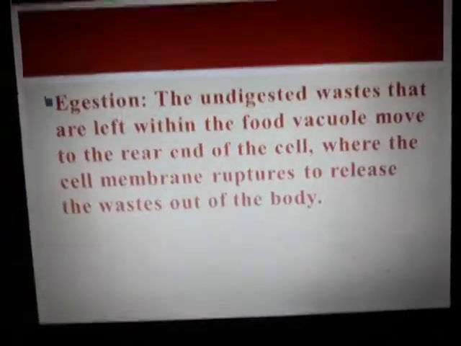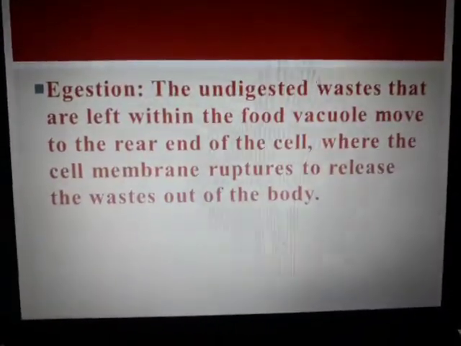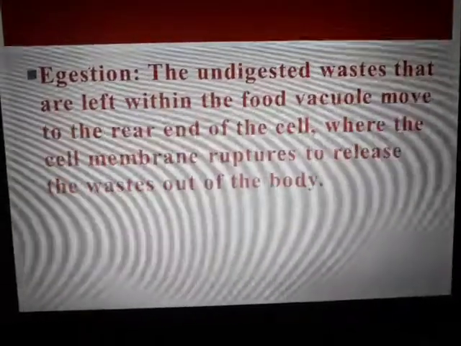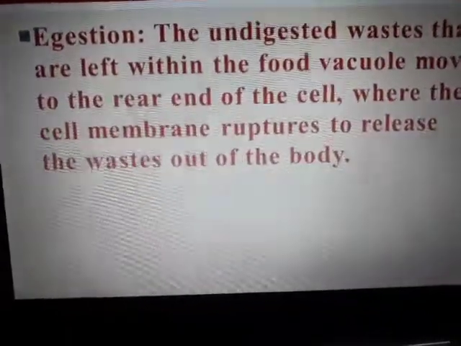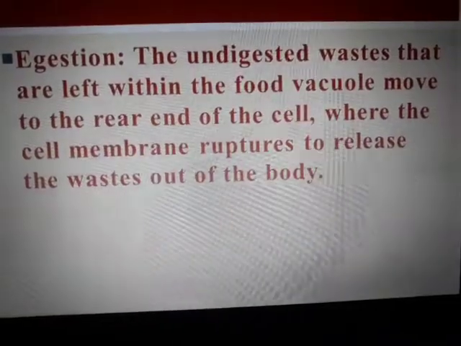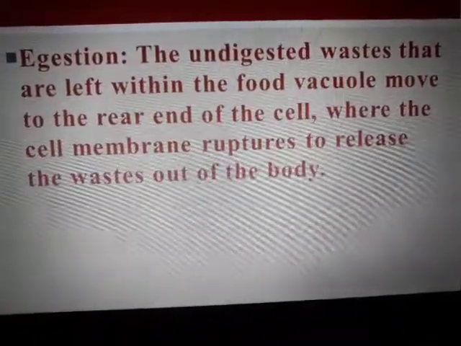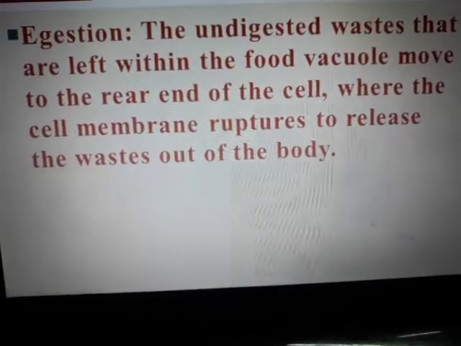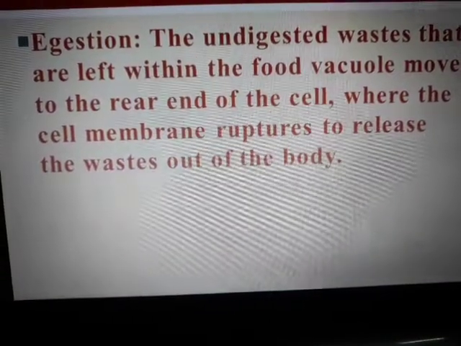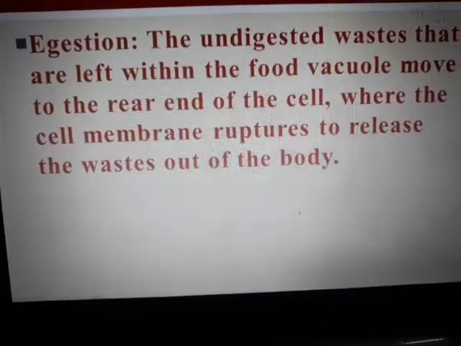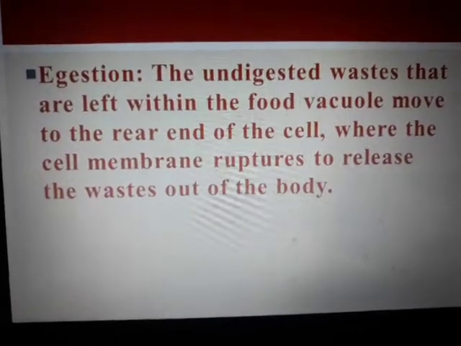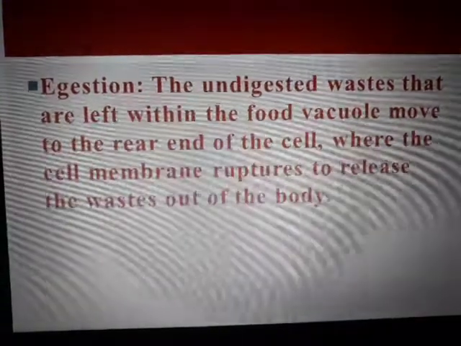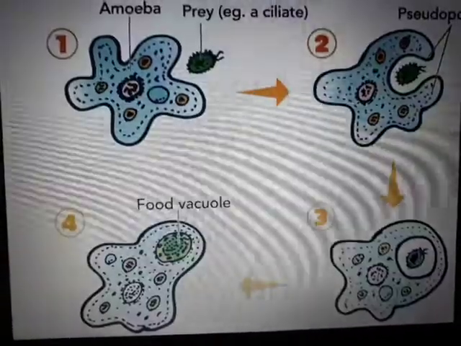The last step is egestion: the undigested waste that is left in the food vacuole. The food vacuole will have some leftovers. Now it has to be thrown out. So what will the food vacuole do? It moves towards its rear end, towards the end of the cell, and it ruptures the cell membrane. The outer covering will rupture and release this waste out of the body. That is all it does. So the process is very simple: ingestion and egestion for amoeba.